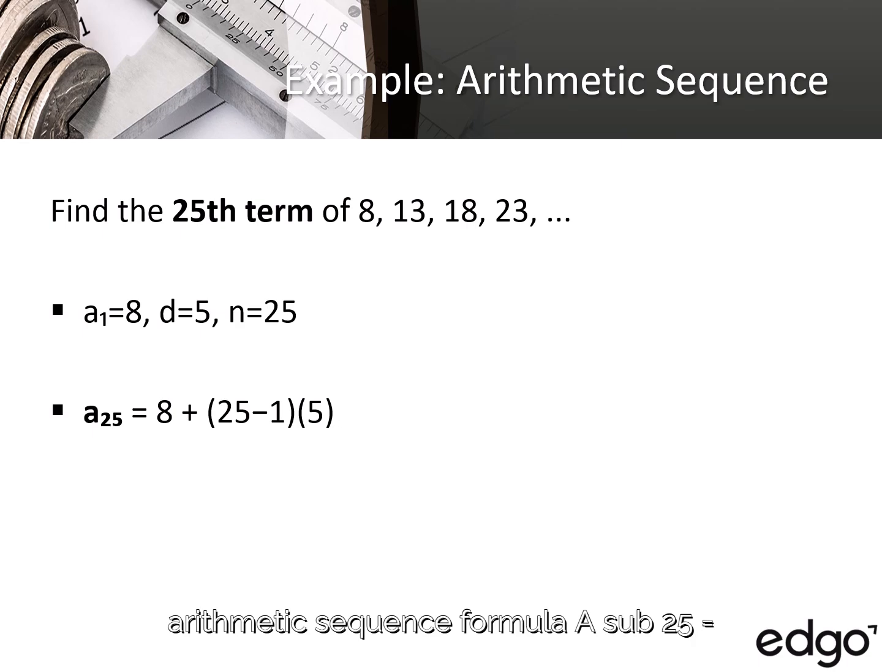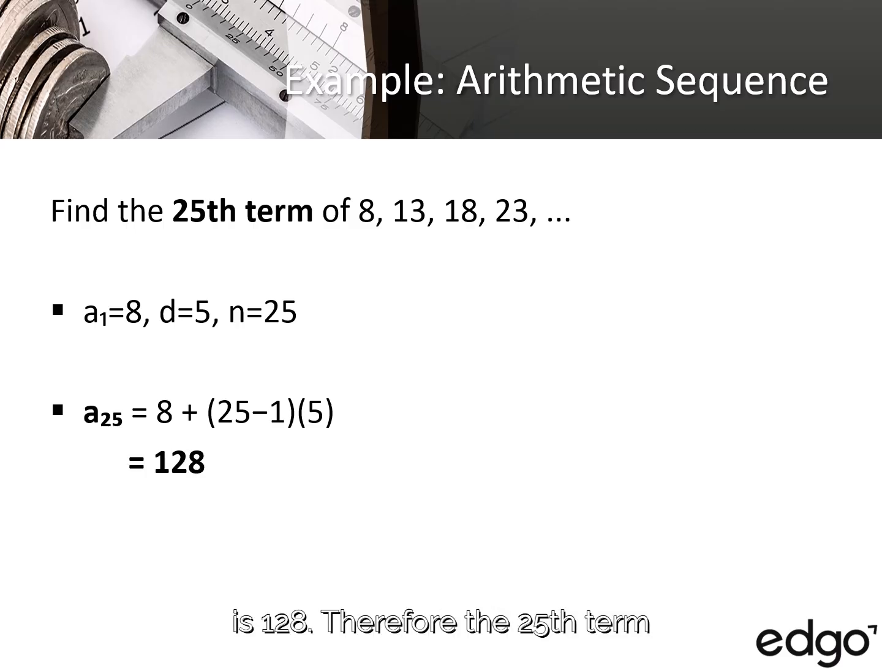a sub 25 equals 8 plus the quantity 25 minus 1 times 5. 25 minus 1 is 24. 24 times 5 is 120. Then, add 8. The answer is 128. Therefore, the 25th term of the sequence is 128. Notice that we did not need to list all 25 terms. The formula allowed us to determine the answer directly.